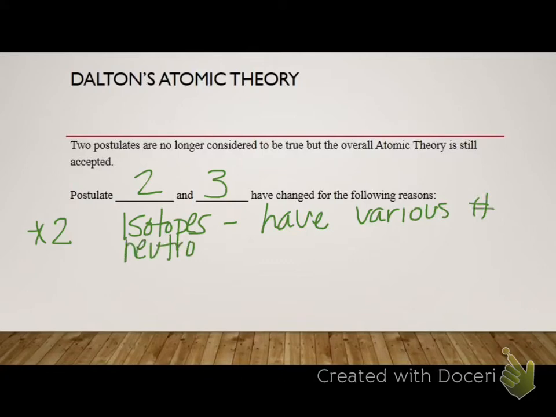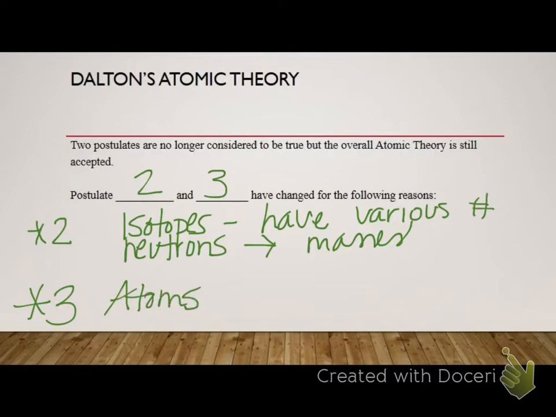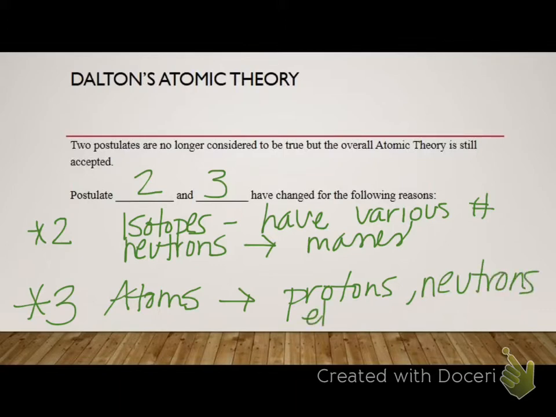Although their properties are still basically the same, they do have different masses, so they're not exactly the same. And then, of course, at the time we didn't know, but we can subdivide atoms, because atoms can be destroyed in nuclear reactions. But remember, atoms can be subdivided into protons, neutrons, and electrons, and at the time they didn't realize that. But even though those two postulates have changed, we still accept Dalton's atomic theory, and it was truly groundbreaking at the time.